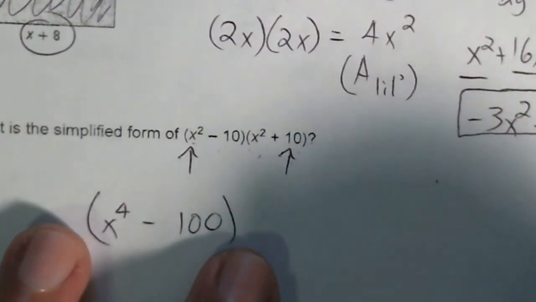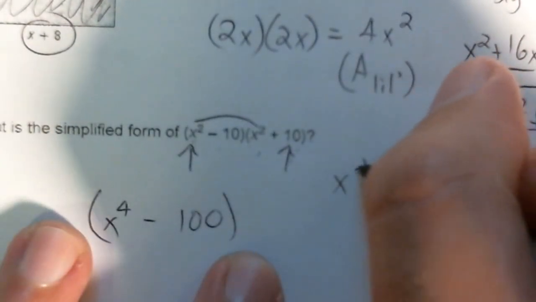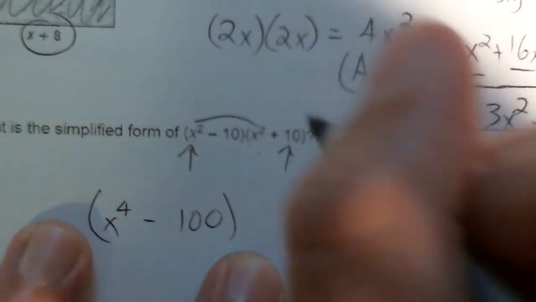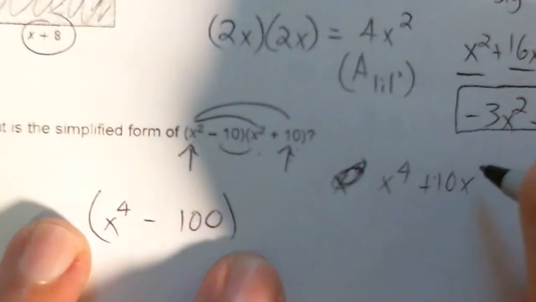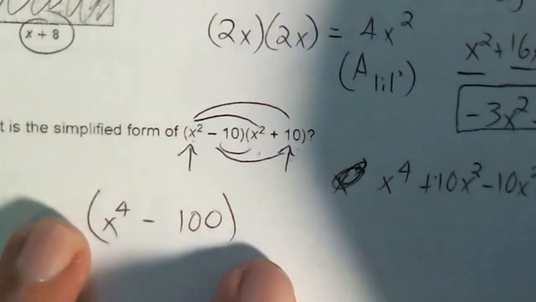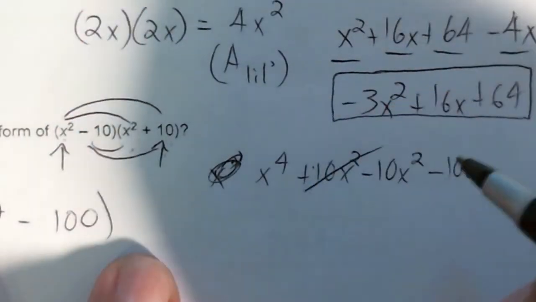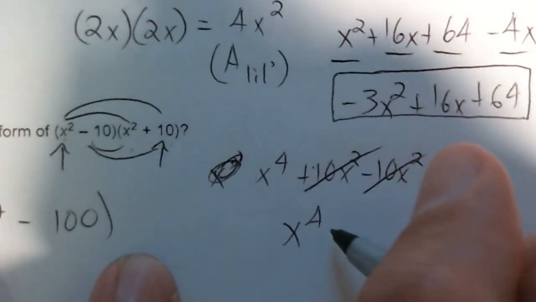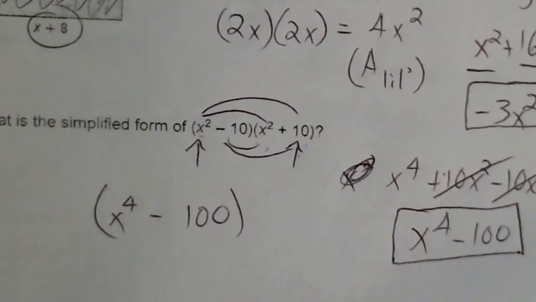I'll do this real quick just so you can see. If you FOIL this out, x squared times x squared is x to the fourth. Outside is going to be plus 10x squared. Inside minus 10x squared. And then last, negative 10 times positive 10 is minus 100. And then you can see plus 10x squared and minus 10x squared just cancel, and you're left with x to the fourth minus 100. So you get the same answer, but if you know the shortcut, the special case rules, it just makes your life a little bit easier, shorter.